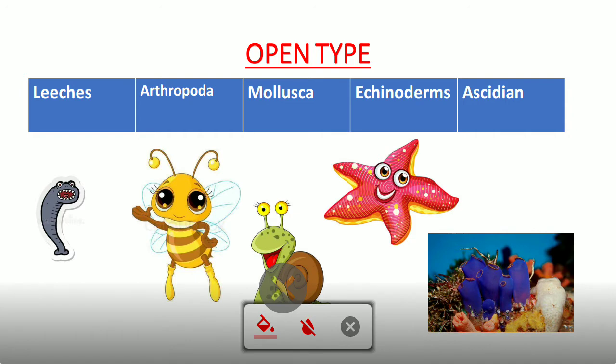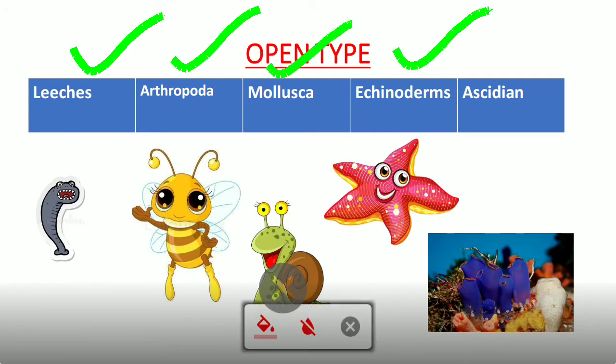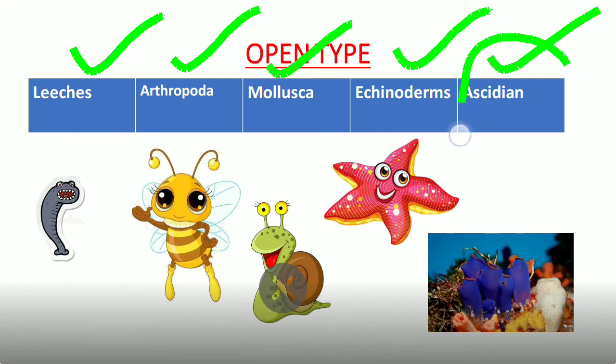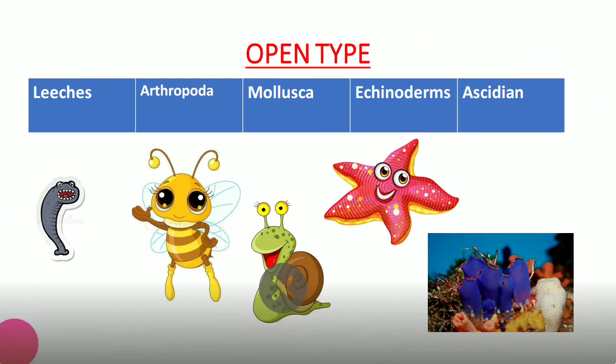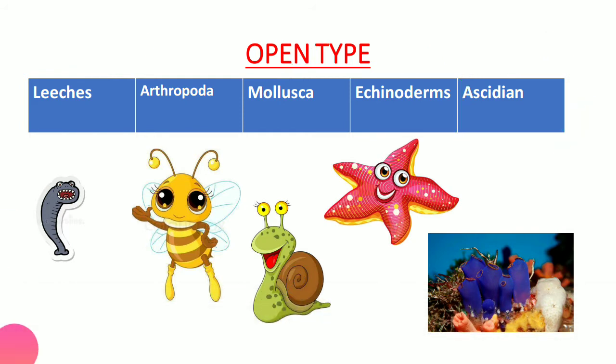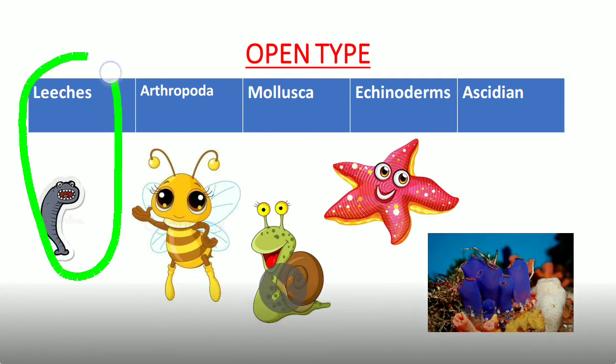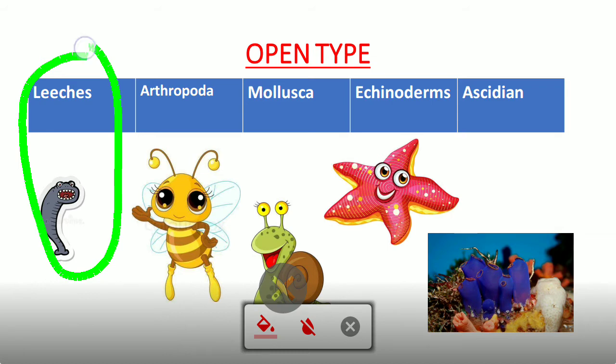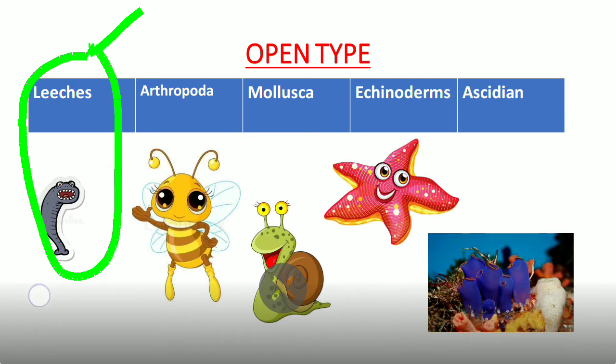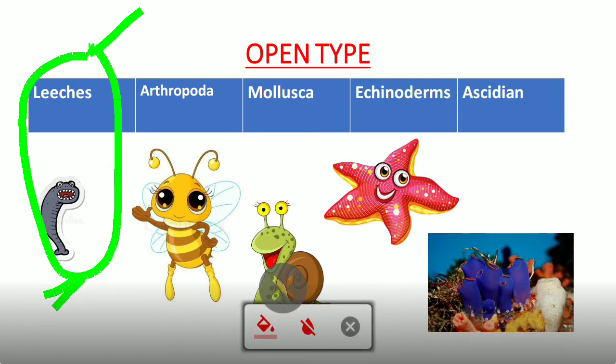Open type of circulatory system is seen in leeches, arthropoda, mollusca, echinodermata, and ascidians. Ascidians are also invertebrates. They don't have a vertebral column, but they are urochordates. They have a notochord, so they are chordates, but they are invertebrates. Now what are the two exceptions? First, the leeches. The whole phylum Annelida has a closed type of circulatory system, but only the leeches have an open type.